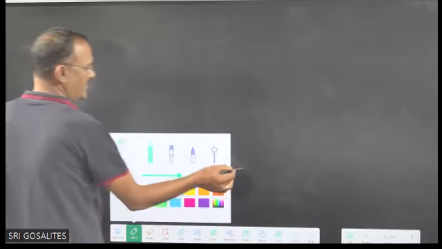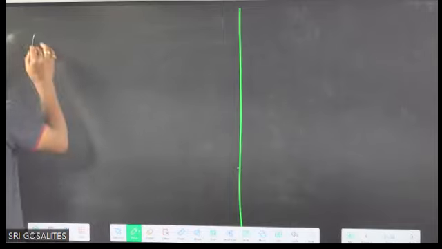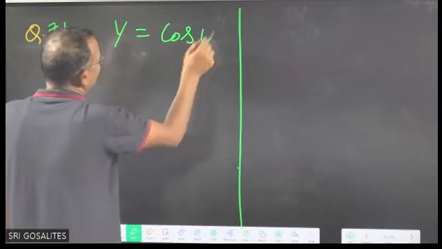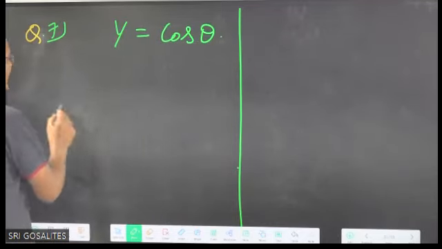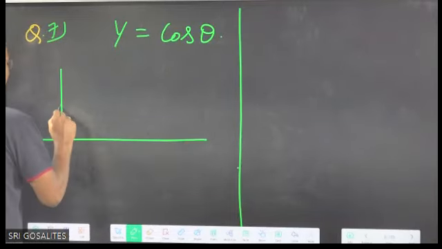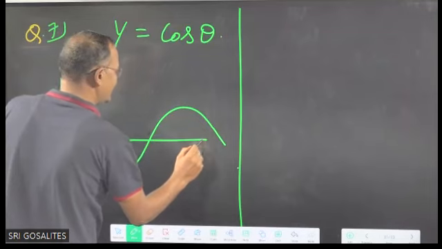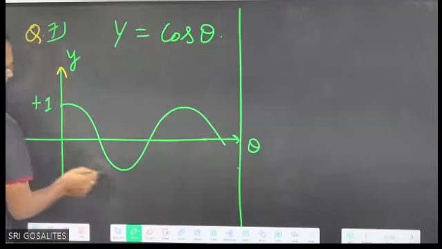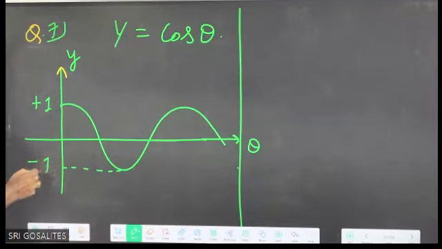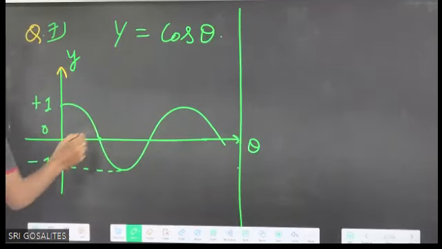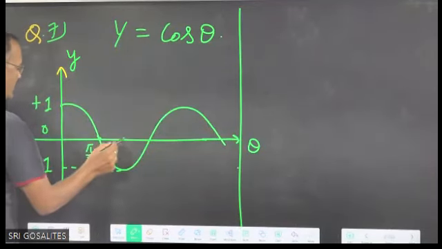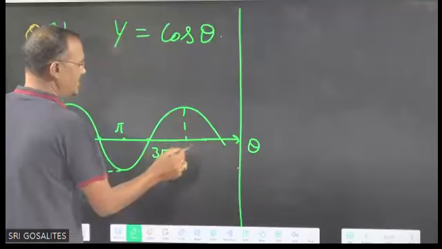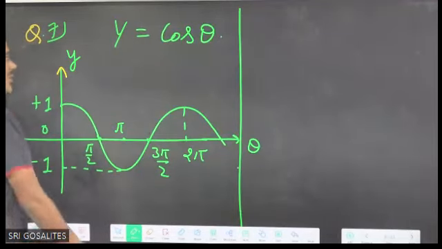Now, cos. One child asked me, sir, what is the graph of cos theta? See, it is here, something like this. Here is theta, here is y. +1, -1, 0, pi by 2, pi, 3 pi by 2, and 2 pi. So now let us check.